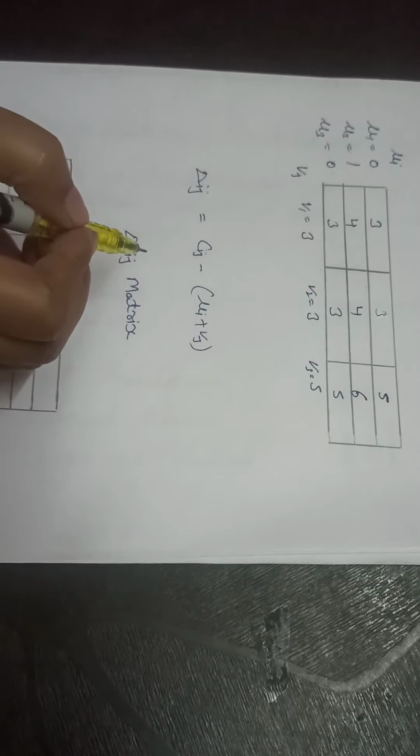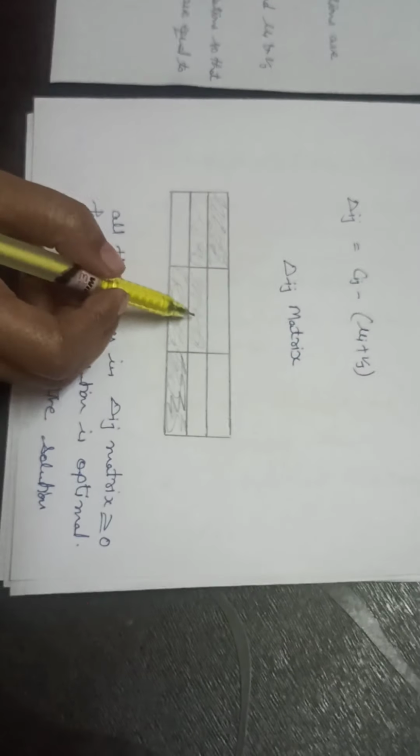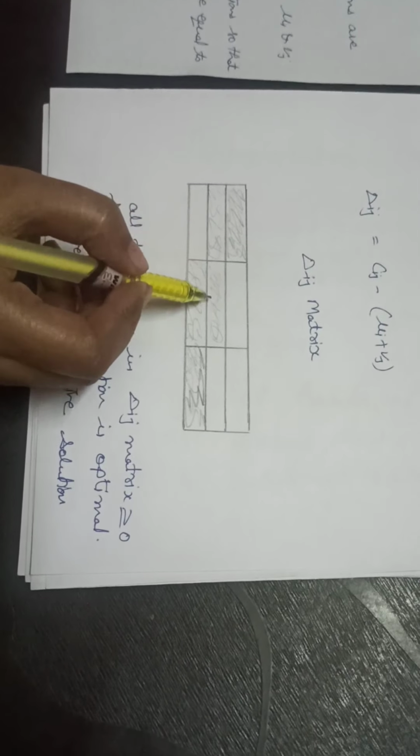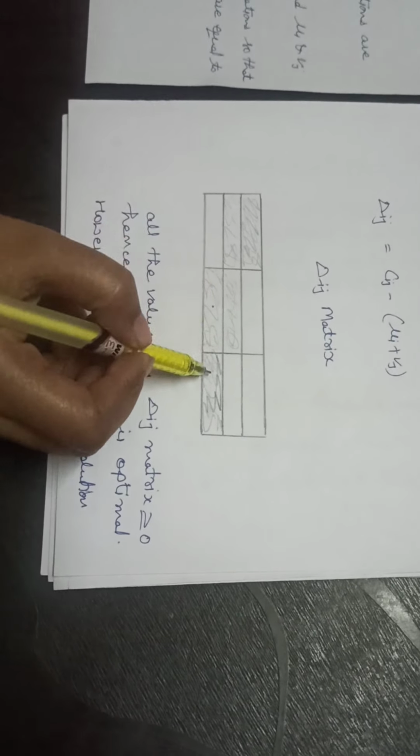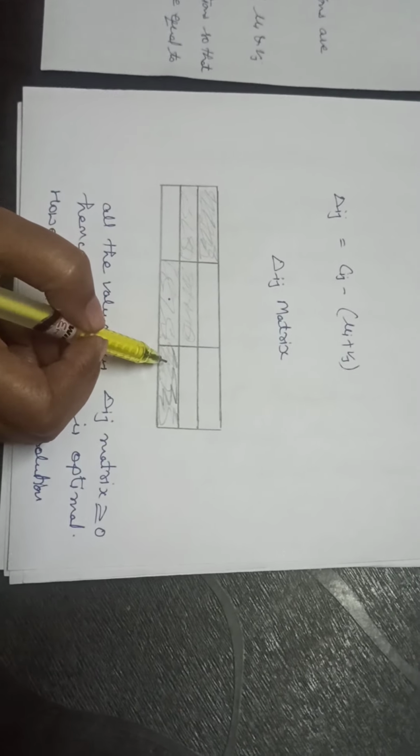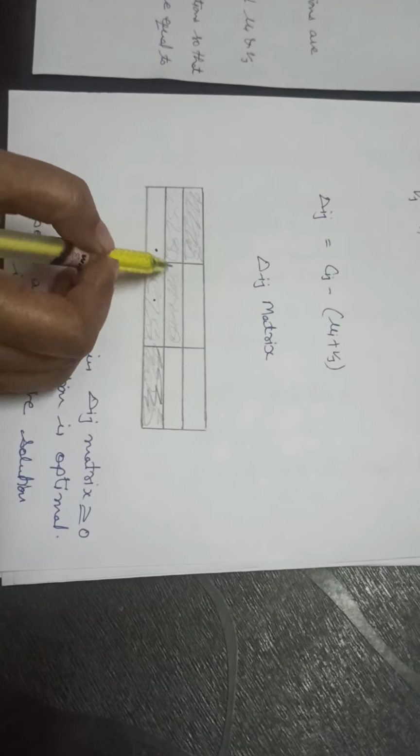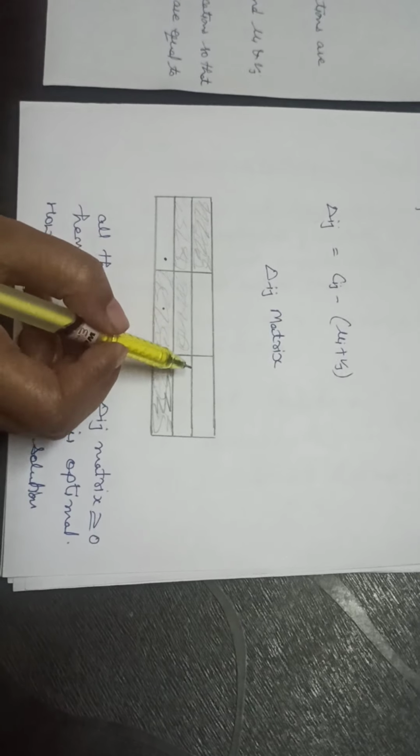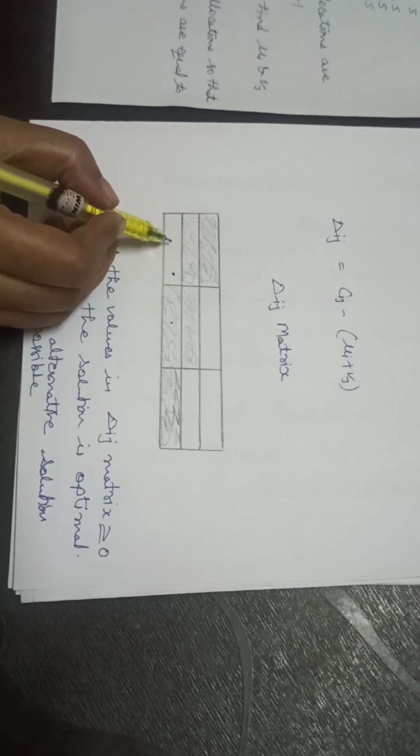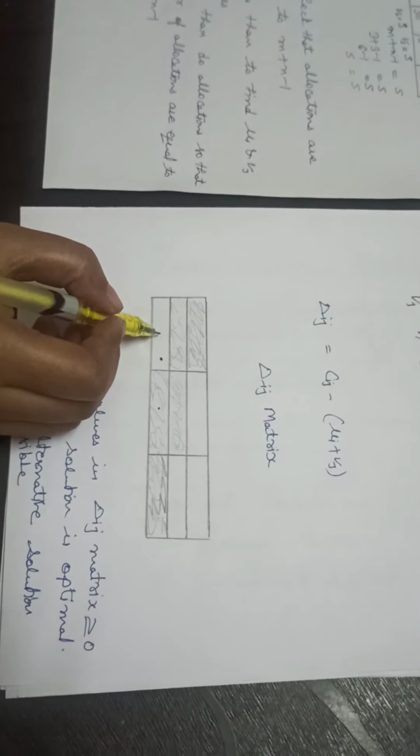To calculate this matrix, we also have a method. In this matrix, some cells are allocated cells. You can see these highlighted cells are allocated cells. In these cells, no values should be written. We will write only in these blank cells, which are our unallocated cells. We will calculate the value of this cell. To find the way to write the value, we have a method.